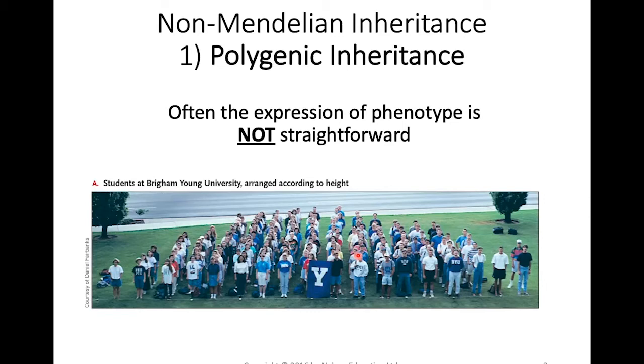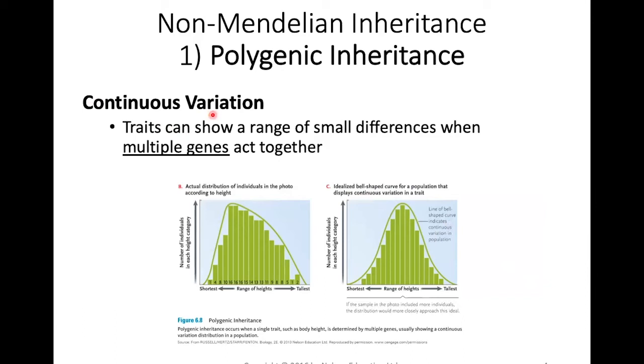It's not that we have tall and short. We have a wide variety of heights distributed within our population. And this is because height is showing us continuous variation, where you don't just have one dominant over one recessive. You have a trait that's showing a range of differences because you have multiple genes acting together that are ultimately going to be determining that trait.